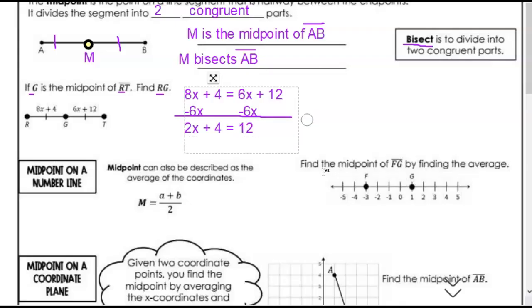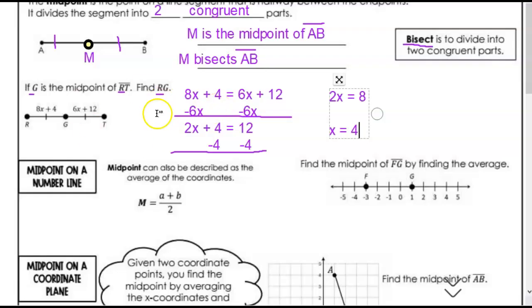All right, now what do I do? Minus 4. What you do to one side, do to the other side. And then what do we get? What's 12 minus 4? 8. So 2x equals 8. X equals 4. Yeah, half of 8 is 4.